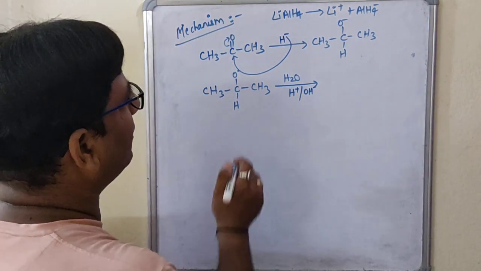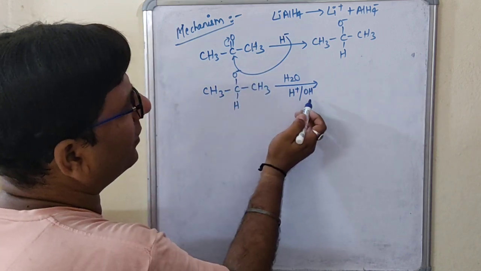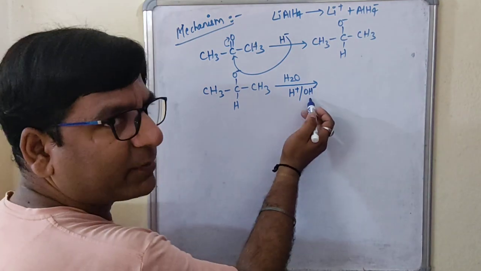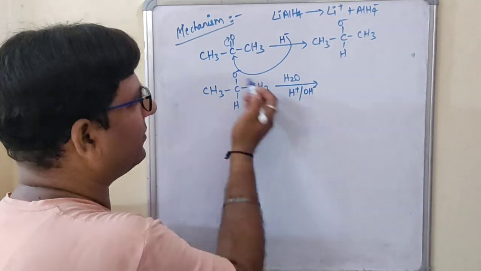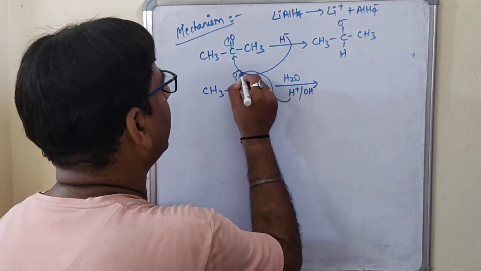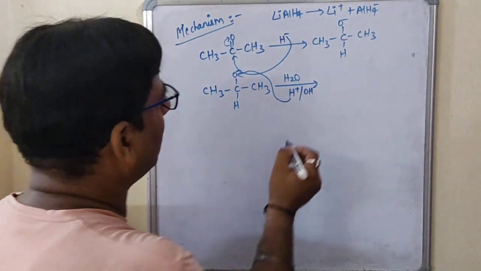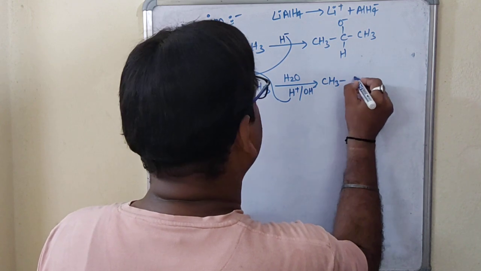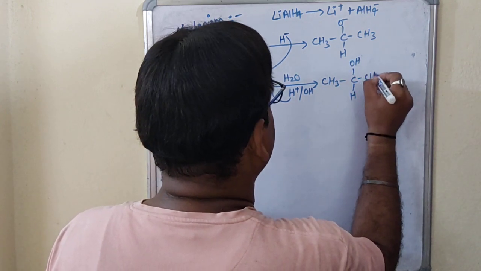Now here it is O minus, student. You know which will go and attack this O minus, H plus or OH minus? Absolutely H plus. Minus will go for the plus and plus will go for the minus. Now this hydrogen will go and make a bond with this, so there will be CH3, C, OH, H, CH3.